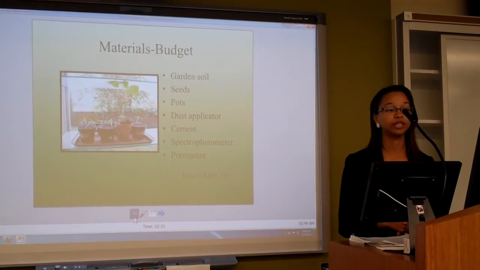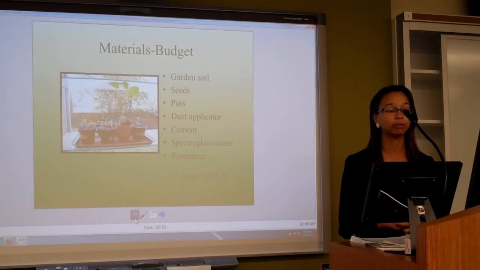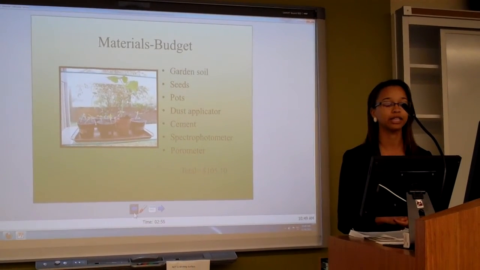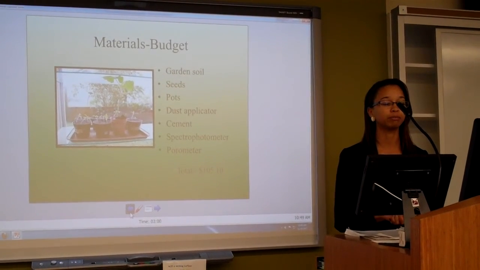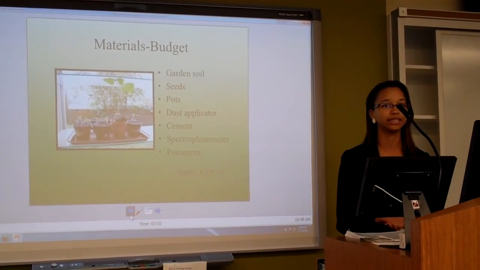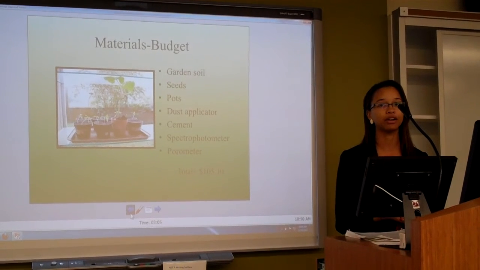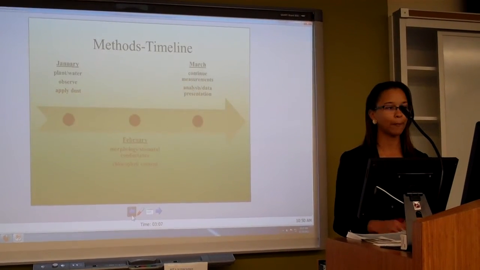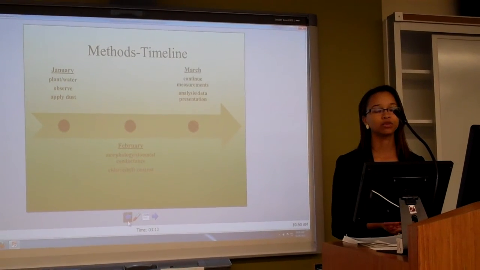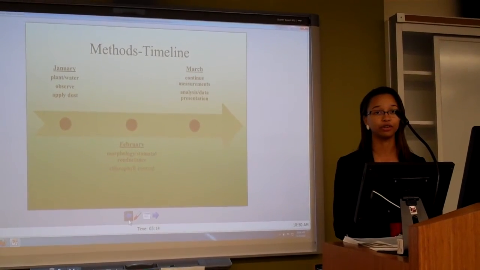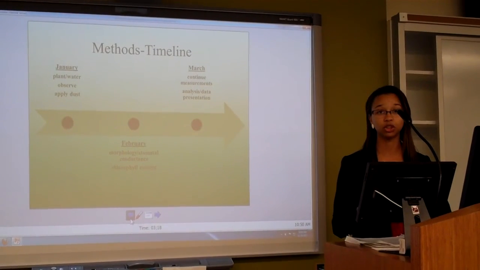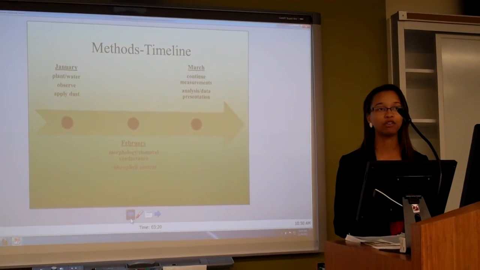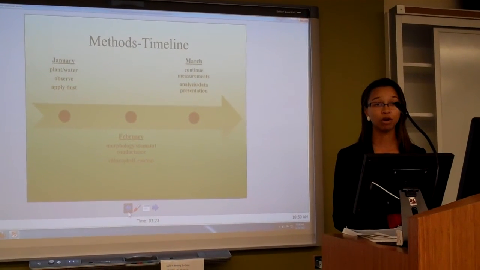The main materials I will be using are garden soil, seeds, pots, dust applicator, cement, spectrophotometer, and a pyrometer. And these materials should come up to a total of $105.10, which is below the allotted amount of money we received. For my methods, I will have 21 plants, and the 21 plants will be divided into 3 groups. Each group will have 7 plants, and one of the 7 will be the control. So the 6 others, I will be measuring a property.